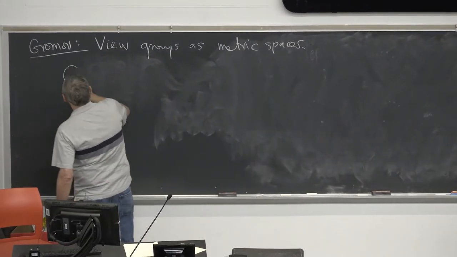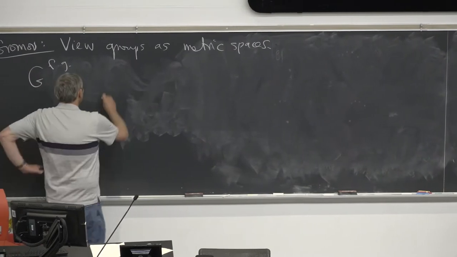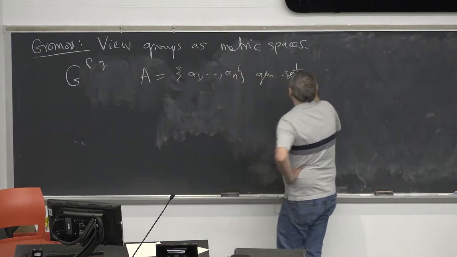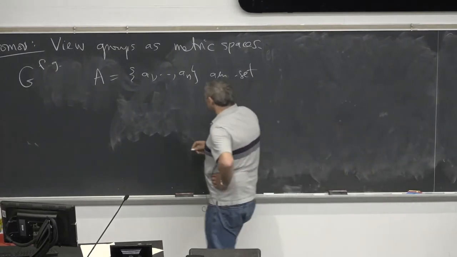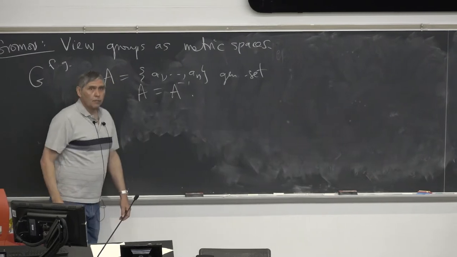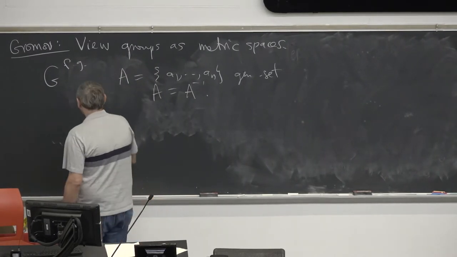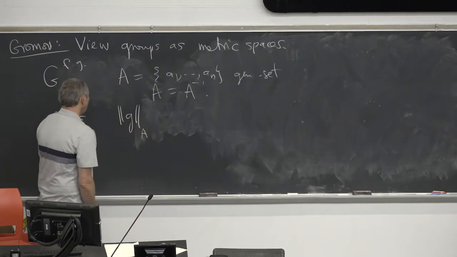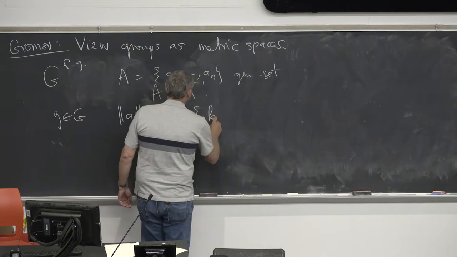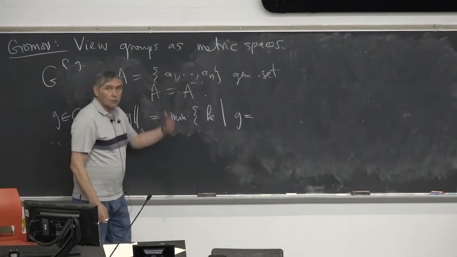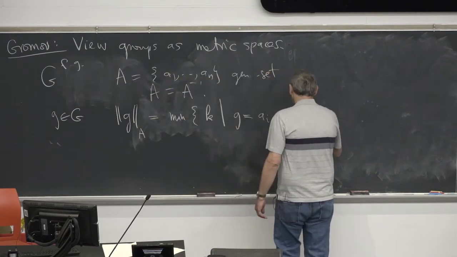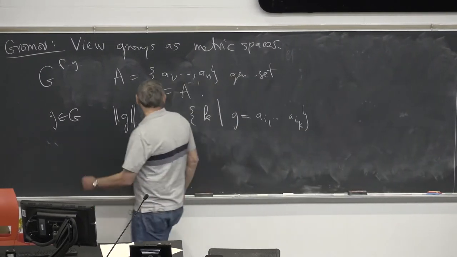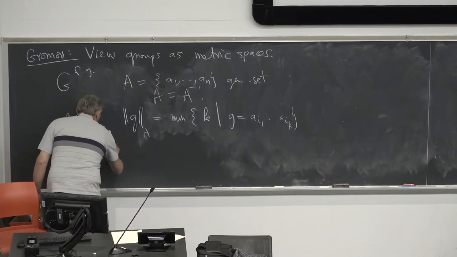So you have a finitely generated group, and we are going to fix a finite generating set. Let's say A, this is a1 through an, a generating set. For convenience, we'll assume that this is closed under taking inverses, so A equals A inverse. Given this, we can define a kind of norm on the group. We take g in G, and we define the norm, with respect to this A, to be the minimum k so that g can be written as a product of k elements of A, a_{i1} through a_{ik}. Because A is closed under taking inverses, the norm of g is the same as the norm of g inverse.